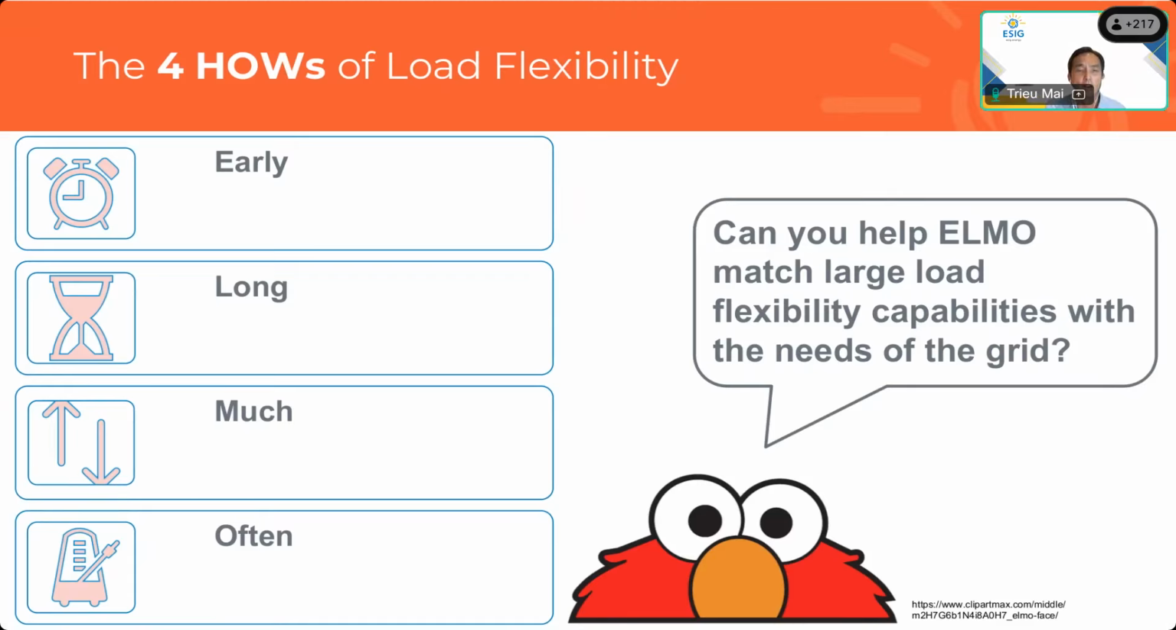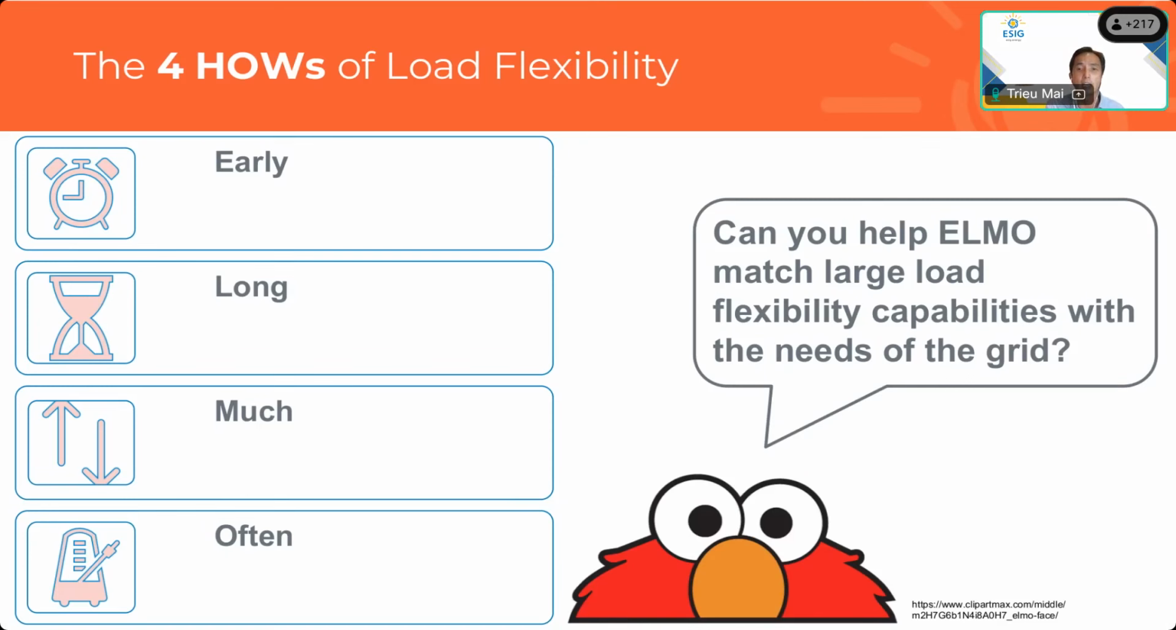And then how often, how frequently? Is it continuously called upon in terms of a regulation service type, or if it's event-based, more for an RA construct, for example? So putting this all together, essentially you're just matching what the load can do and is willing to do with the needs of the grid.